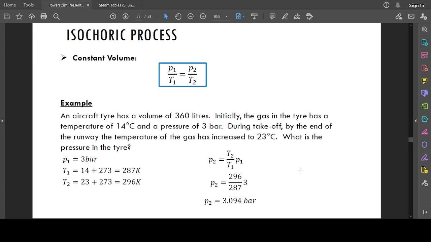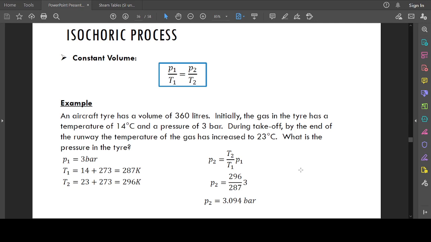Now, what about an example of an isochoric process? Given Amonton's law, we have an example here. An aircraft tire has a volume of 360 liters. Initially, the gas in the tire has a temperature of 14 degrees Celsius and a pressure of 3 bar. During takeoff, by the end of the runway, the temperature of the gas has increased to 23 degrees Celsius. What is the pressure in the tire? So from Amonton's law, we can record the known variables.